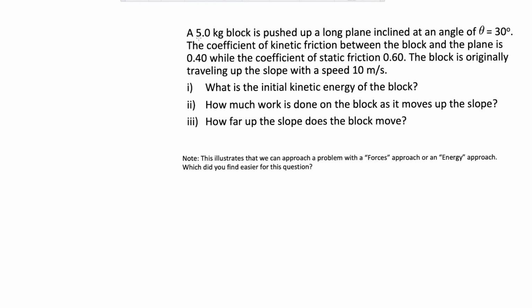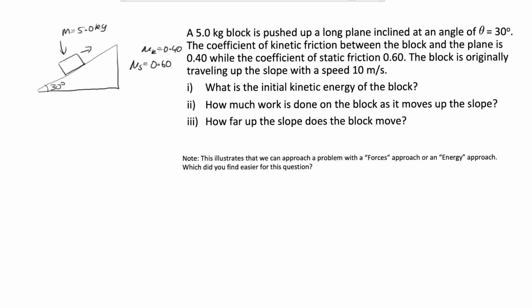So in this problem, we've got a 5 kilogram block which is pushed up a long inclined plane inclined at an angle of 30 degrees. So let's start by drawing our diagram. 30 degrees, here's our 5 kilogram block, so m is equal to 5 kilograms, and it's pushed up this way. The coefficient of kinetic friction between the block and the plane is 0.4, so mu k is equal to 0.40, while the coefficient of static friction, mu s, is equal to 0.60.